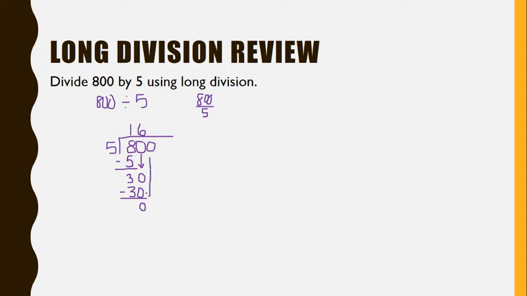Bring down our last 0. Then 5 goes into 0 zero times. 5 times 0 gives us 0. When we subtract, we get 0. So we have no remainder here because we ended up with 0. So our answer is 160. So 800 divided by 5 is 160.